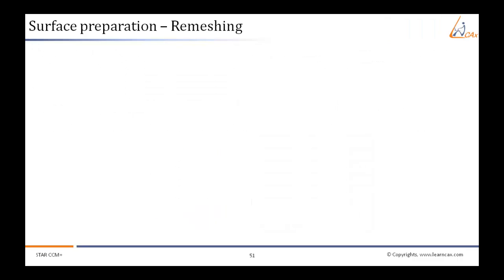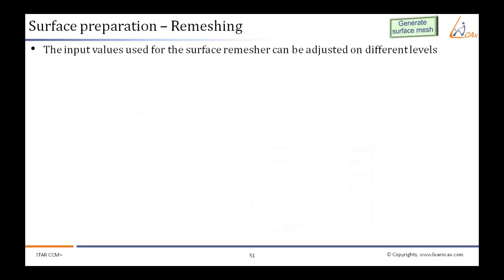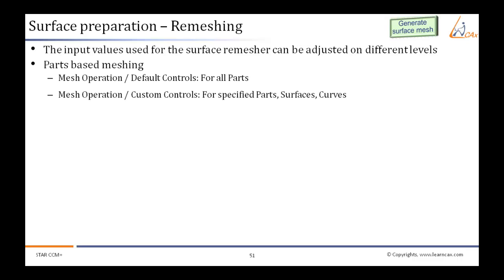We will review the user inputs for surface remeshing. The input values used for the surface remesher can be adjusted on different levels. We can provide the user inputs as parts-based meshing. In this case, we go to Mesh Operation and give default controls, which will set default controls for all parts. We can also use Mesh Operation and provide custom controls. In this case, we can customize the setting on individual part basis for parts, surfaces, and curves.